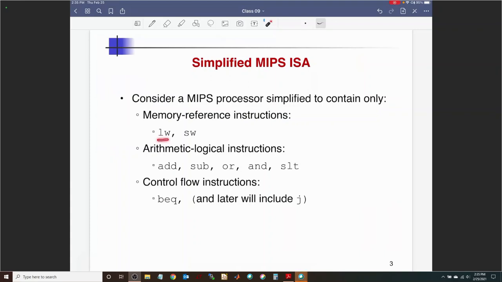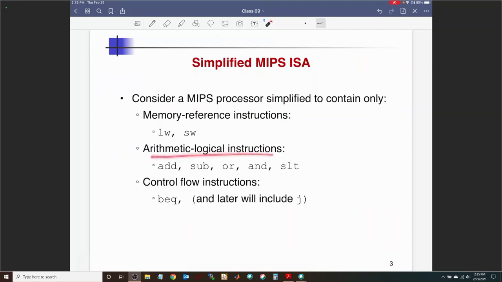The first 2 over here are memory reference instructions, because only those instructions we would need to bring data from memory to the register file in the case of load word, and store a word from the register file back to the memory. So those are called the memory reference instructions. So only those two we will consider for this particular discussion.